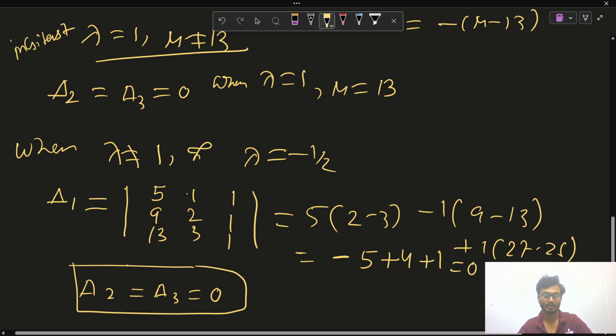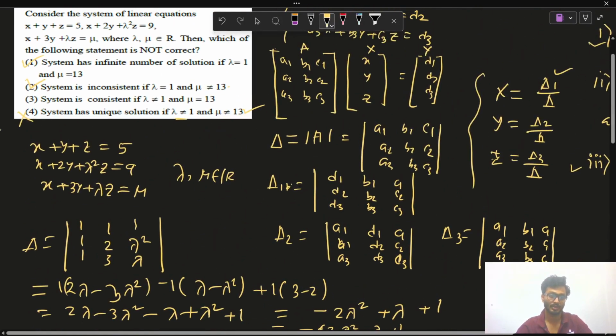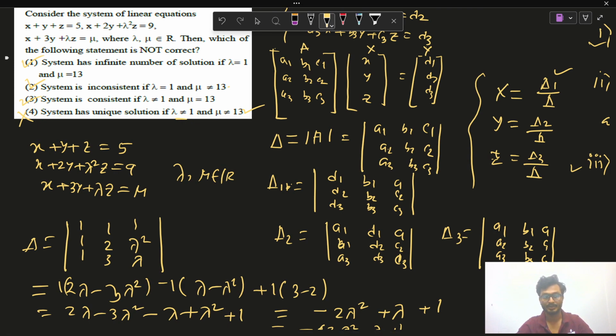So when lambda is not equal to 1 but lambda equals minus half, and also delta 1, 2, 3 are 0, that means there are an infinite number of solutions, so the system is consistent for the last case. So this is also right. So these three statements are correct, but this statement is not correct. So which option is correct? The fourth option is correct, since this is not correct, right?